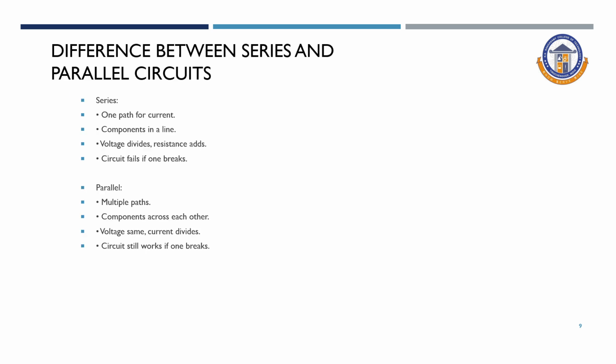Other differences between series and parallel circuits: in a series circuit we have only one path for the flow of current. In parallel, multiple paths exist for the flow of current. Components are in line in the series connection. In parallel, components are across each other. In series connection, voltages divide and resistance adds. In parallel, voltages are the same and currents divide. In series, the circuit fails if one part breaks. Parallel circuits still work if one of the branches breaks.